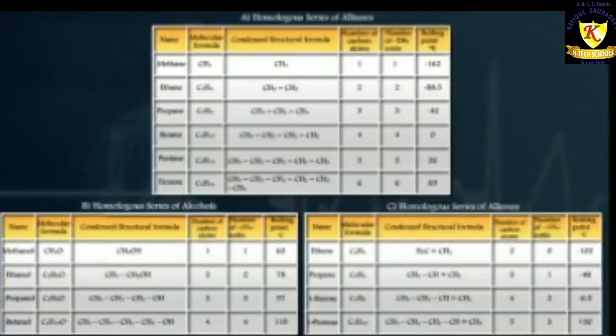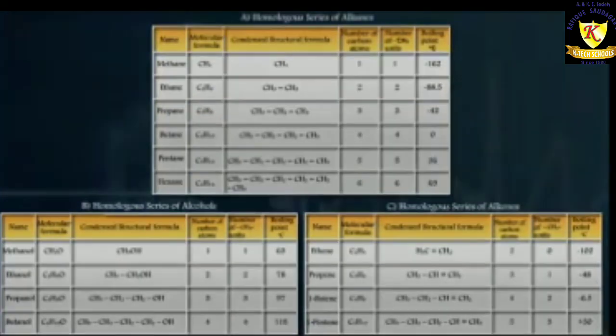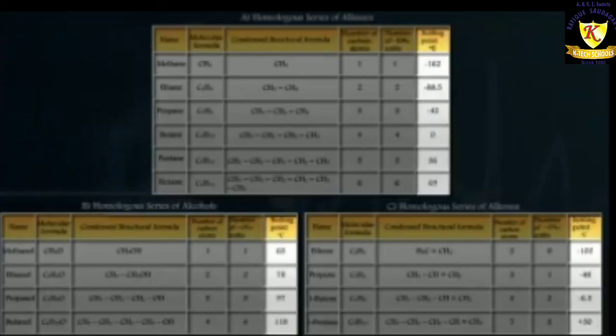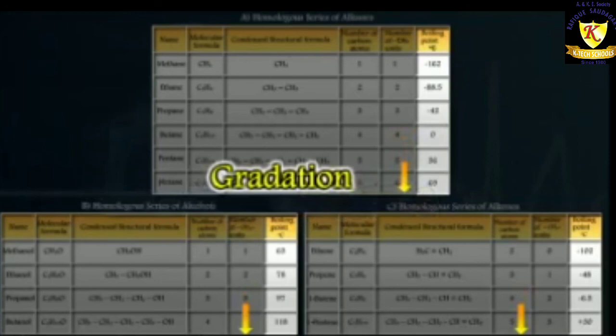Inspection of the table ABC will reveal one more point to you, and that is gradation in the boiling points. Boiling point is a physical property of a compound. Generally, it is found that while going in an increasing order in any homologous series, the physical properties show variation in one direction. That is, a gradation is observed in the physical properties. Got it, children?